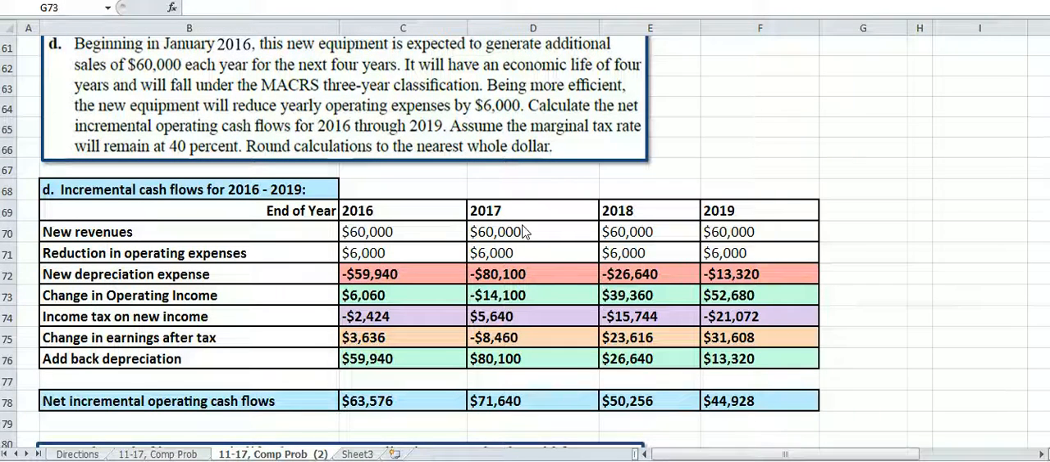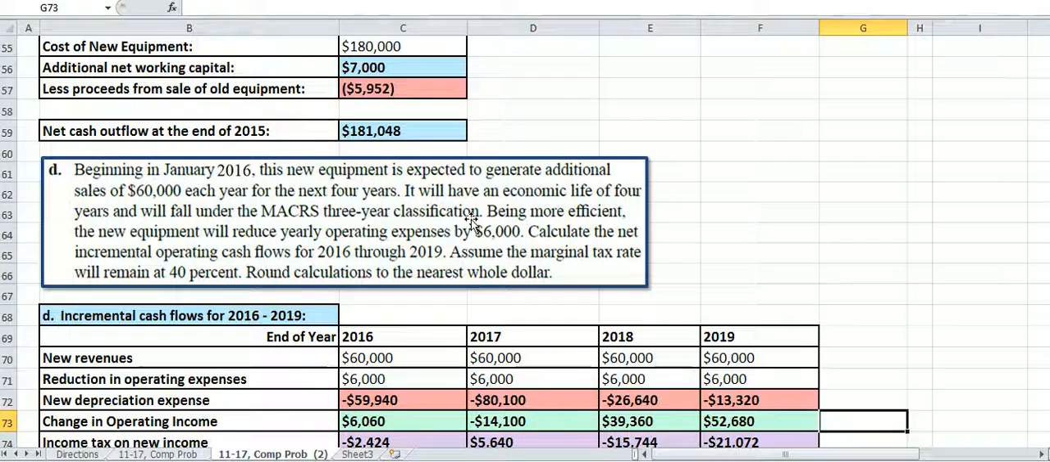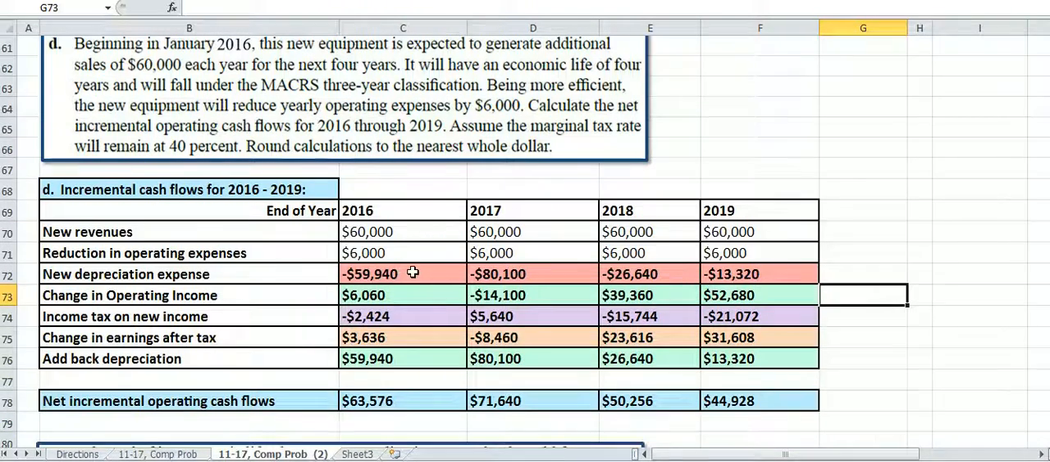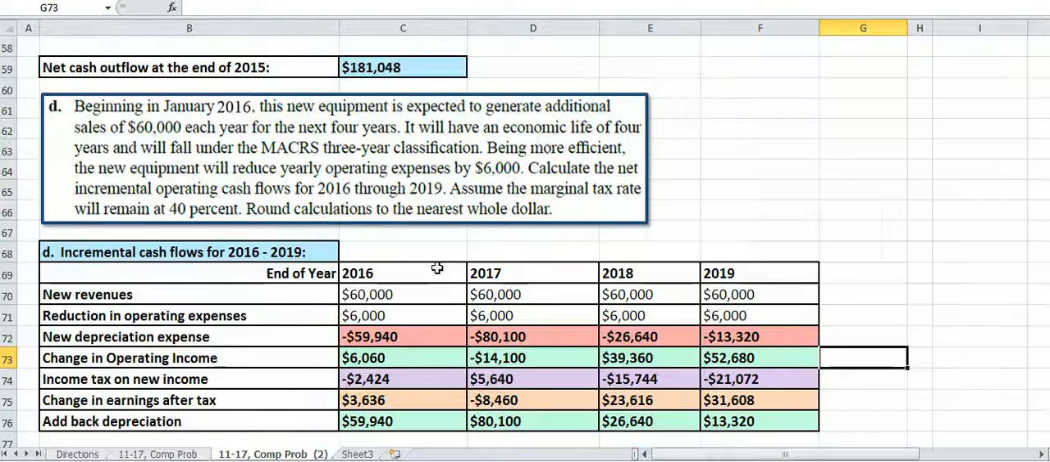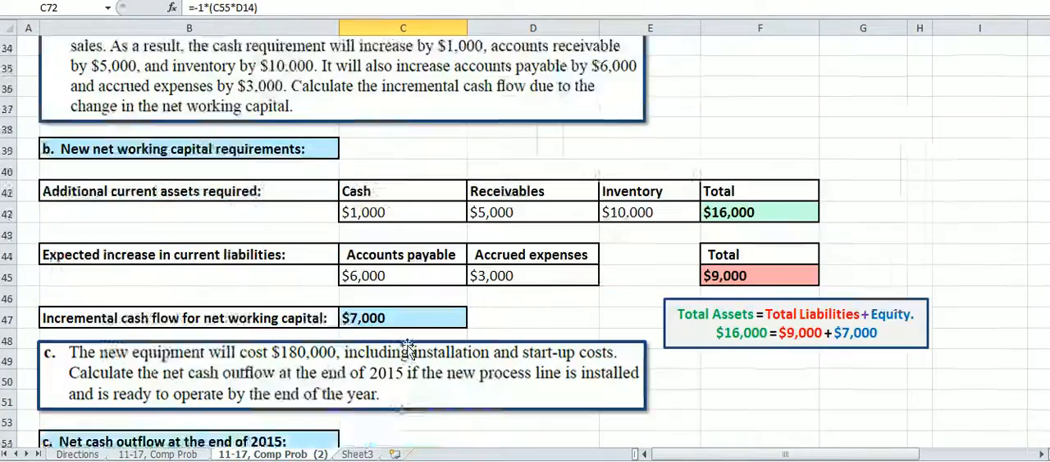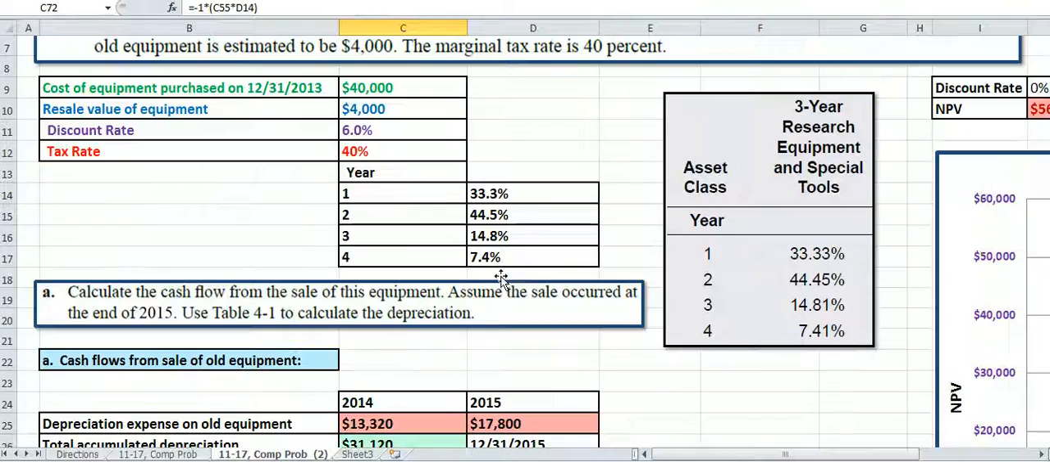We left off from part one of this problem, where we just put in our new cash flows for 4 years of $60,000 a year, right here each year, and we put in a reduction in operating expenses of $6,000 a year right here, and now right here you can see I've actually used the percentages way up here.